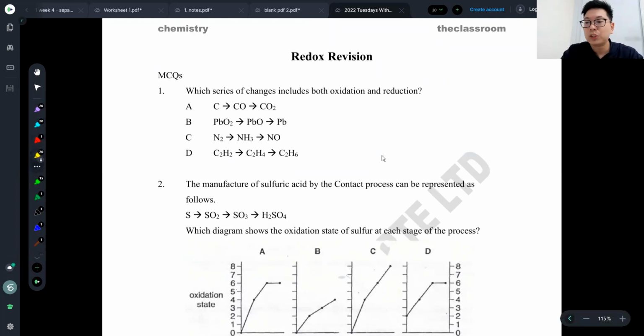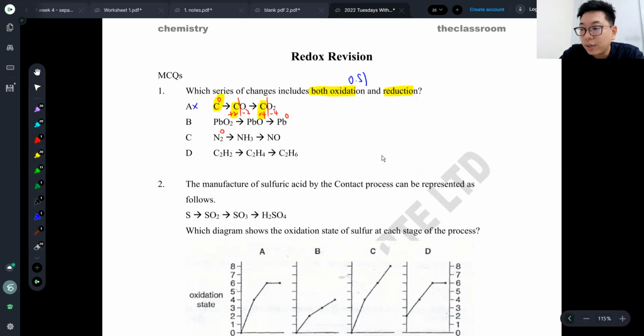Here you ask which series of changes involves both oxidation and reduction. So you want the oxidation state to increase and decrease. Some students ask, can I look at oxygen and hydrogen? Yes, you can, but I don't like to. Anything uncombined by itself is 0, no charge. If this is -2, this is +2. This is -2 times 2, minus 4, this is +4. Notice how the carbon goes from 0 to +2 to +4. Oxidation state keeps increasing. Only oxidation, no reduction. A is wrong.